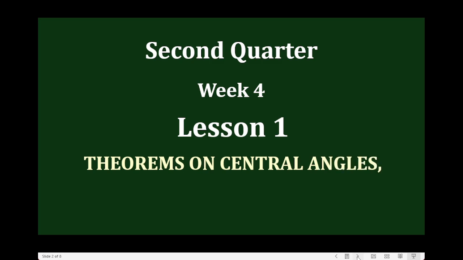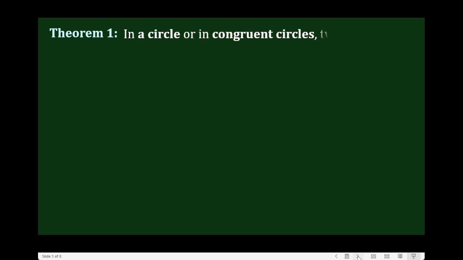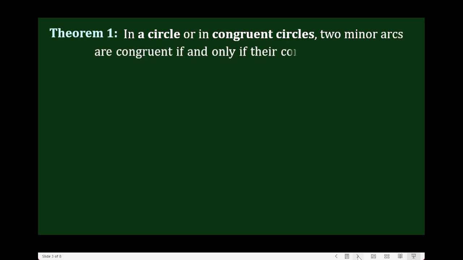In this video, I'll be discussing theorems on central angles, arcs, and chords. Theorem number 1 states that in a circle or congruent circles, two minor arcs are congruent if and only if their corresponding central angles are congruent.